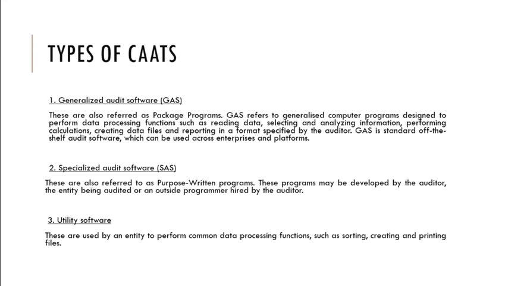So kaning utility software, any software nga dili unta for audit, but pwede gamiton nimo to conduct your audit. Example, Microsoft Excel. Excel, para audit ba dyan na siya? Dili man, di ba? Dili man siya intended for audit. But you can use it for your audit. So, it falls under number 3.